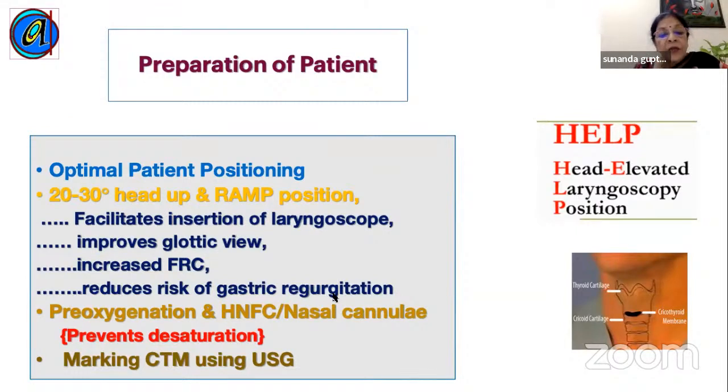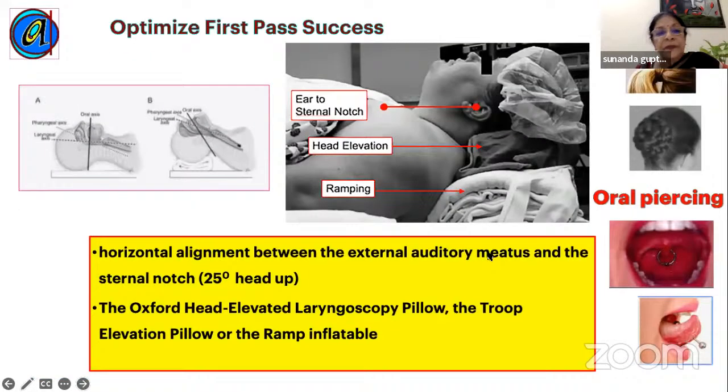Pre-oxygenation: there are a lot of articles which have come up recently in 2020 about using HFNC. However, we all at present are using nasal cannulae for pre-oxygenation and marking the cricothyroid membrane early on using the USG. Another terminology which has come is HELP, head elevated laryngoscopy position, which you should all know.